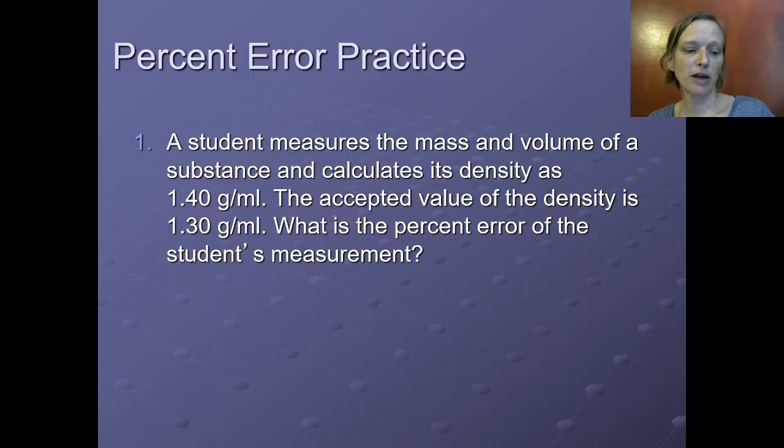So let's look at a practice problem and see how this works. A student measures the mass and volume of a substance and calculates its density as 1.40 grams per milliliter. The accepted value of the density is 1.30 grams per milliliter. What's the percent error of the student's measurement? Well, the percent error is the measured value minus the true value divided by the true value. So the measured value is 1.40 minus the true value over the true value times 100.